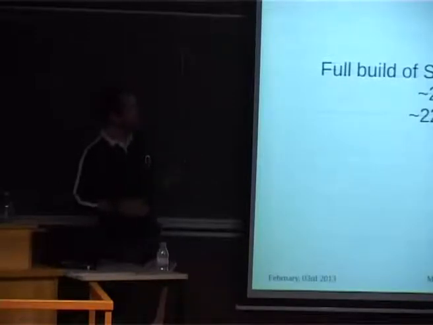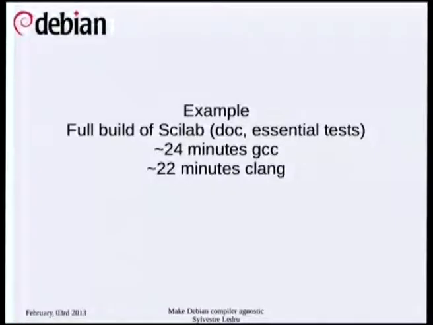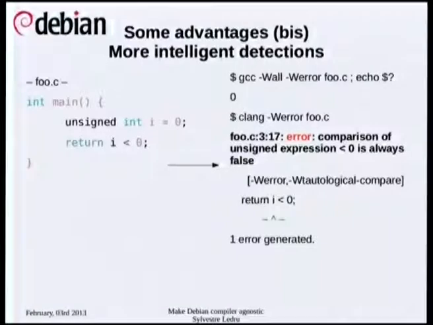So some basic numbers. Using Clang instead of GCC, I gain 2 minutes on the Scilab build. It is not that much, but when you are doing that on 10 machines every day, full-time, it is really worth it. So I'm going to show some advantages in the detection of code errors. If you don't know how to write C code, it's too bad for you, because the next 10 minutes will be about C code.